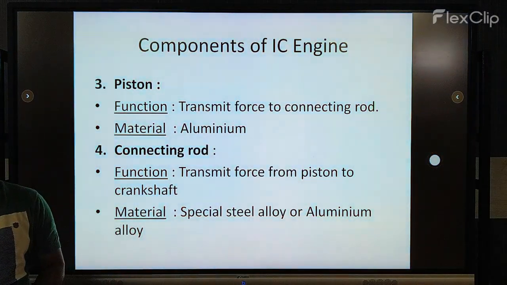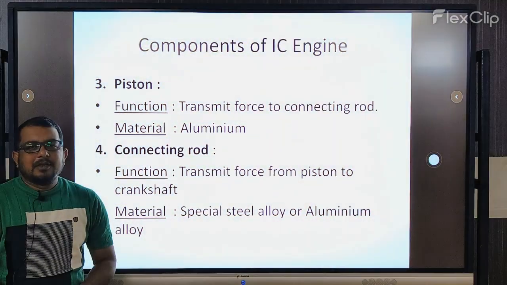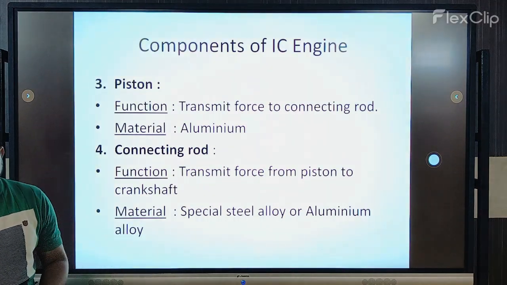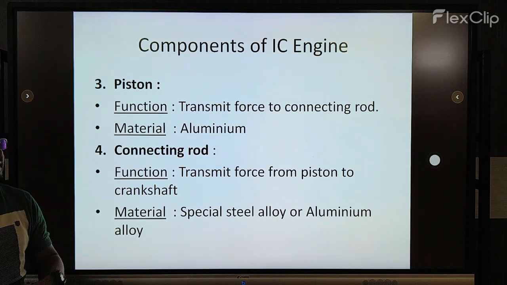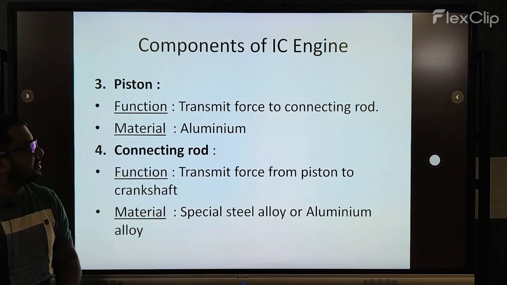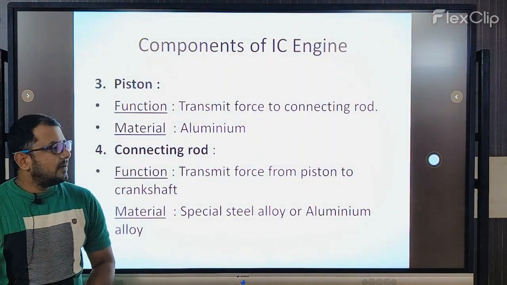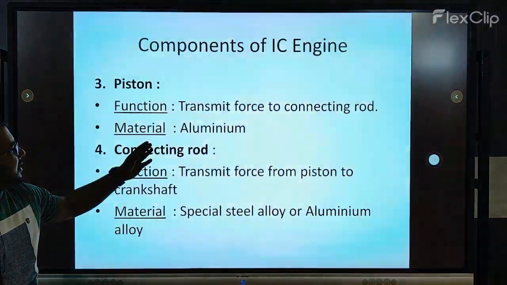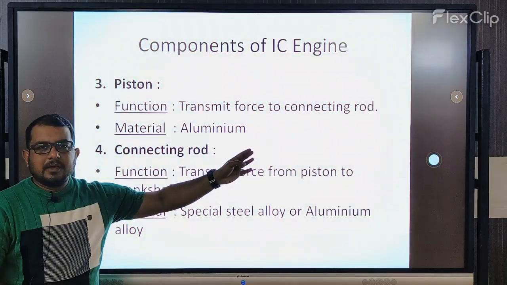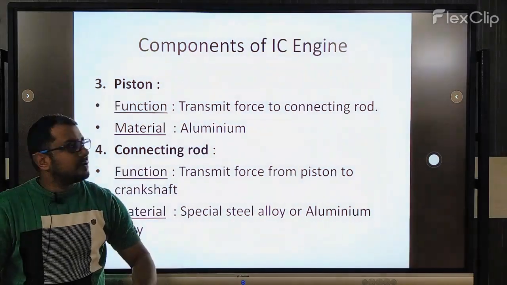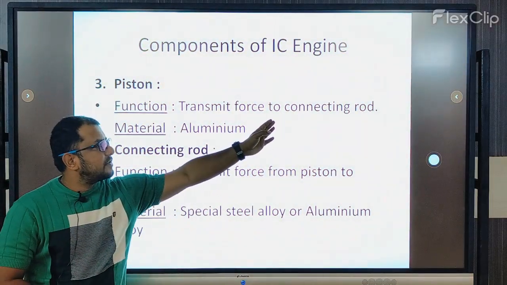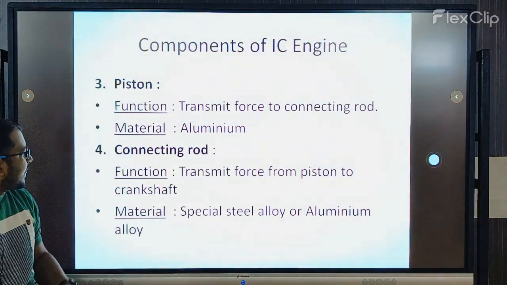Third one is the piston. After the expansion stroke inside the internal combustion engine, the piston moves from top dead center to bottom dead center. That we will learn afterwards; just have a brief introduction to it. Aluminum is the material it is made of. The major function of the piston is to transmit force to the connecting rod.